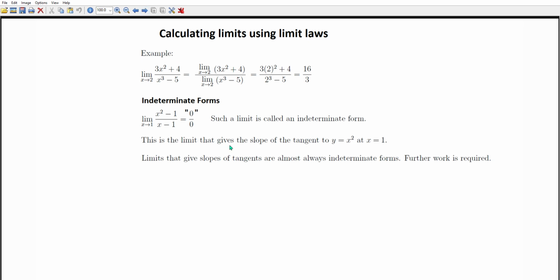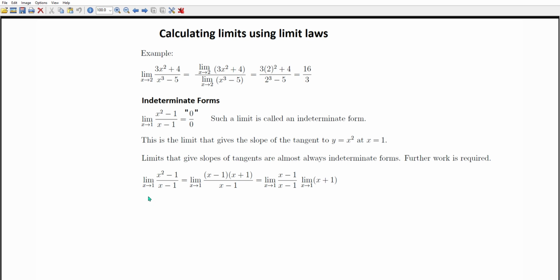Now this particular limit we've seen before. This is the thing that gives the slope of the tangent of y equals x squared at x equals 1. And this is similar to other limits that give slopes of tangents. They are almost always indeterminate forms, and we're going to have to do further work to figure out what the actual limit is.